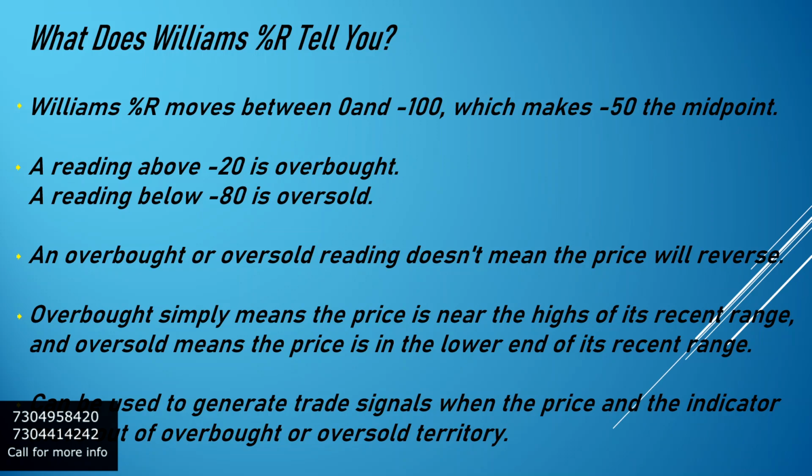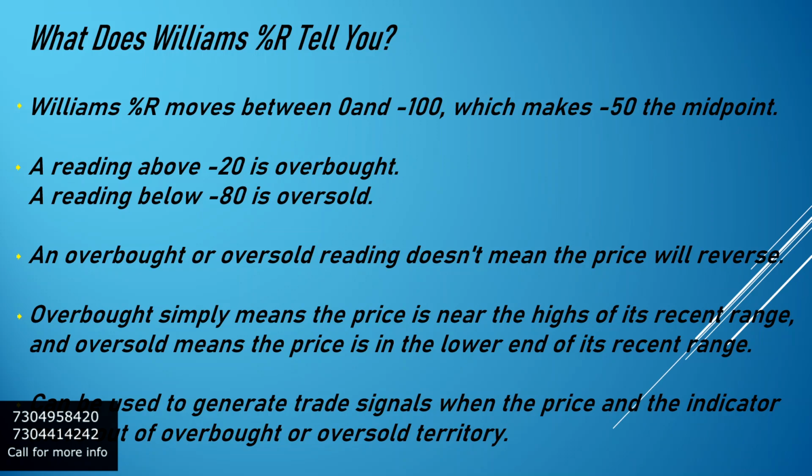A Williams R indicator cross above minus 50 signals that prices are trading in the upper half of their high-low range for the given look-back period, which is bullish. Conversely, a cross below minus 50 means prices are trading in the bottom half of the given look-back period, which is bearish.